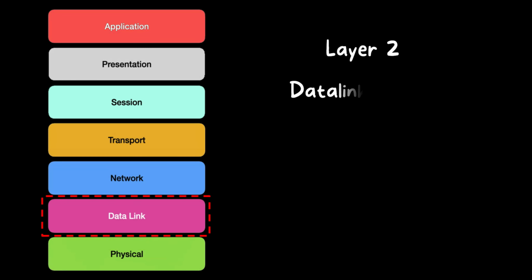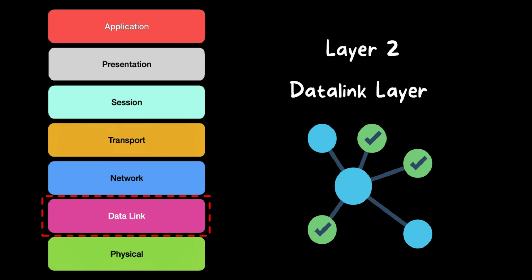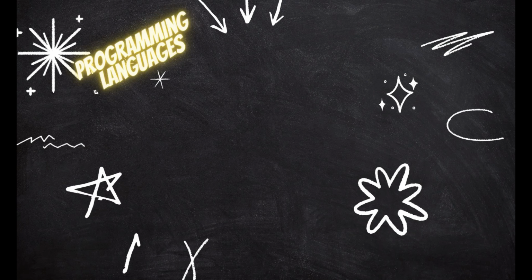This video is about layer 2 of the OSI model, that is the data link layer. Welcome to the world of physical addressing.